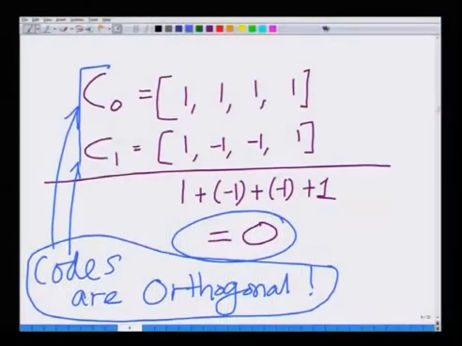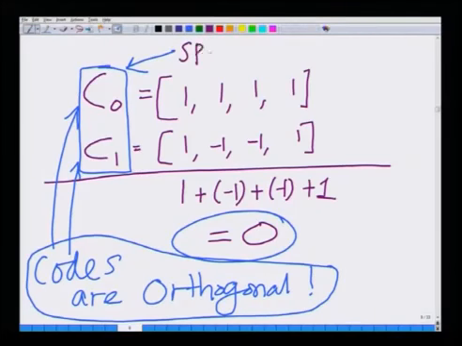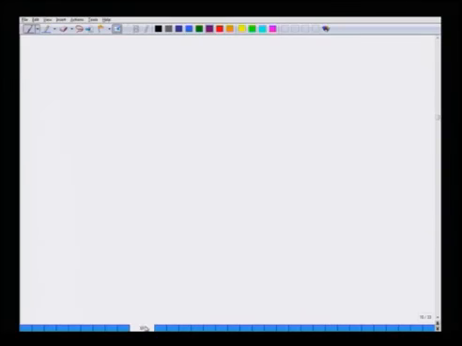Alright. Now, these codes have a name, I have called them codes so far, they have a more specific name. Such codes are known as spreading codes. Now, why the name spreading codes? To understand that, we have to look at this system a little bit deeper.